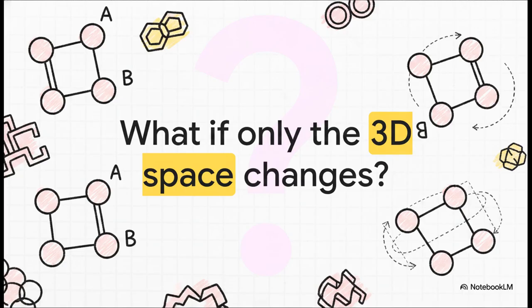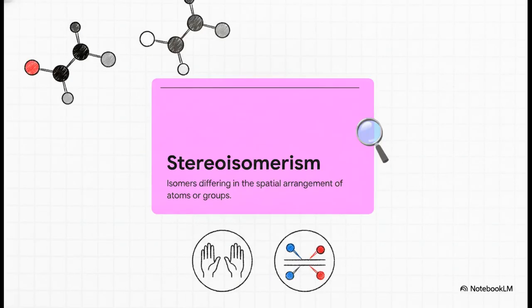I want you to think about this. What if the molecular connections are perfectly identical, like carbon A is absolutely attached to carbon B in both versions, but only the 3D space around them changes? Can they really be considered different molecules? Well, the answer is a resounding yes, and that brings us to the definition of stereoisomerism.